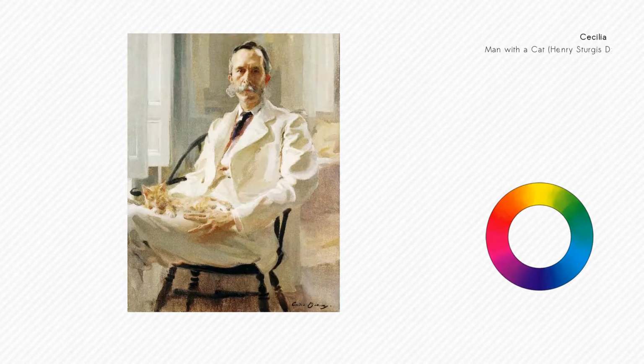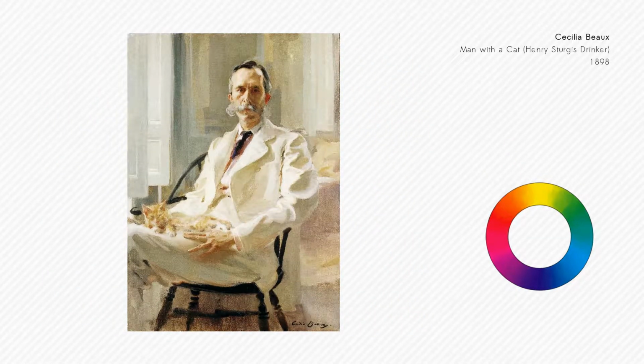Painting number 5, Man with a Cat by Cecilia Beau. This is such a stunning painting, such a good understanding of skin and light. Beau has used these soft, bright colours and left the background fairly undefined in contrast to the model.